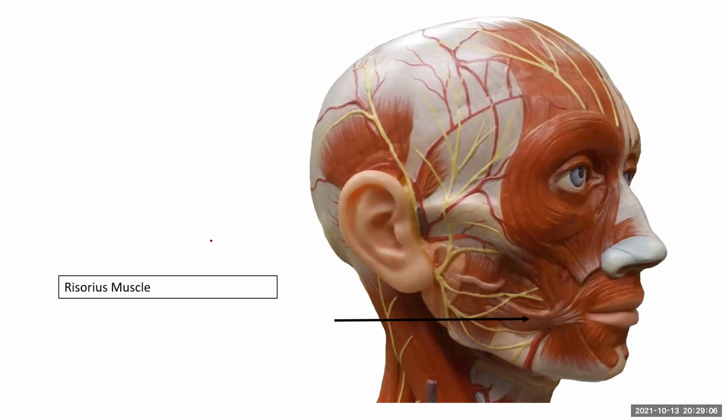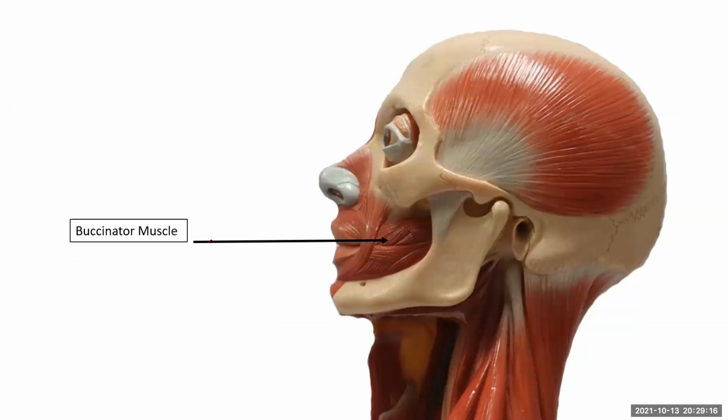Risorius, that's the laughter muscle. This is the one that, when it contracts, pulls the corners of your mouth backwards and tenses the lips. That's the risorius muscle. And here's the buccinator muscle, the one that, when you are chewing, will contract and keep your cheeks close to your teeth, I should say, not over, because then you'd be biting your cheek. It will keep the cheeks close to your teeth, so it helps to keep the food over your teeth so it's not falling away from the teeth and you're not able to chew your food.